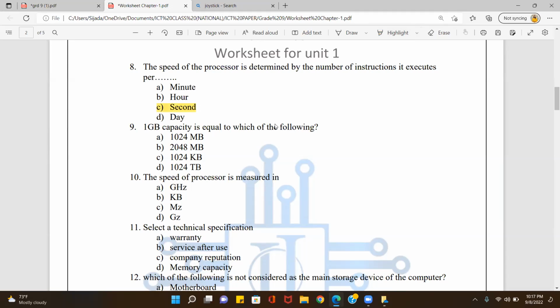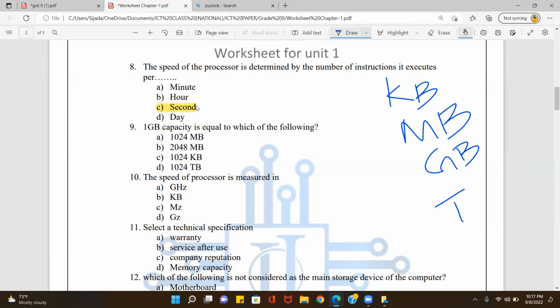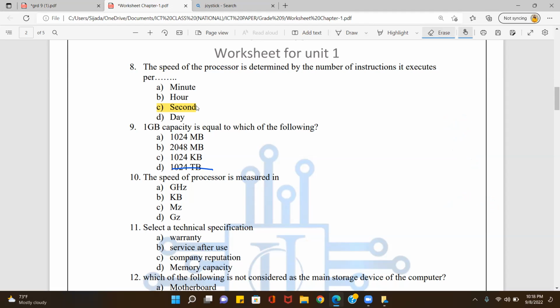Then the next one is 1 GB's capacity. If you remember, I told you, KB is the smallest one. Then you have MB, then GB, then TB. So 1 GB is going to be equal to somewhat lesser than GB only, either MB or KB. So definitely not TB. Always remember, this is something that you all need to learn when you go to grade 10. So have this in your head. In grade 9, very rarely you get questions.